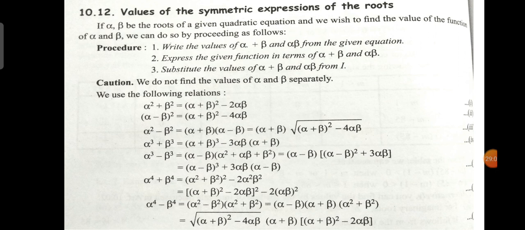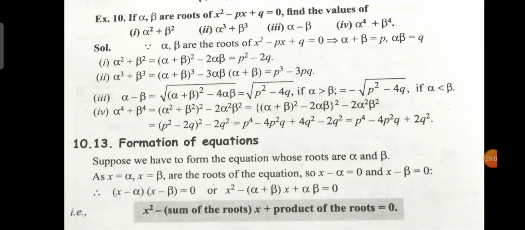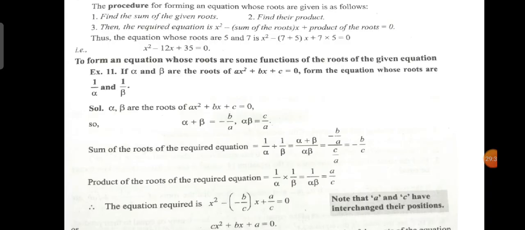Yes. And next is formation of equation. How will you form a quadratic equation from a root? That is, it is x square minus sum of the root into x plus product of the root equal to 0. Similarly for the polynomial equation, the quadratic equation is the same: x square minus sum of the roots into x plus product of the roots equal to 0. This is the formation of quadratic equation.